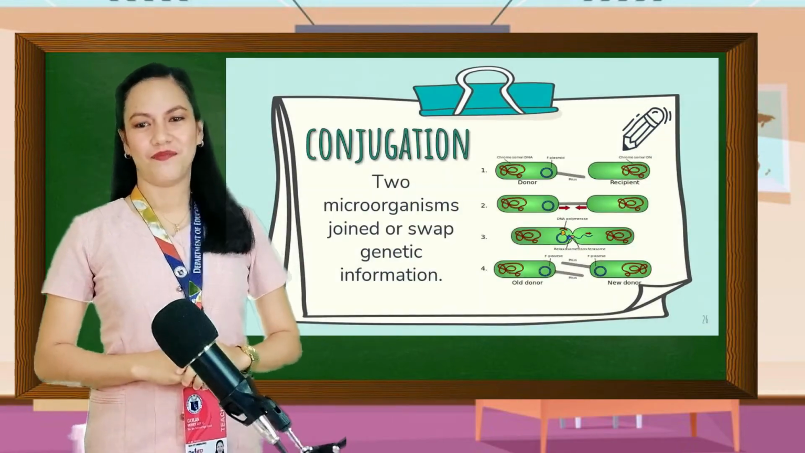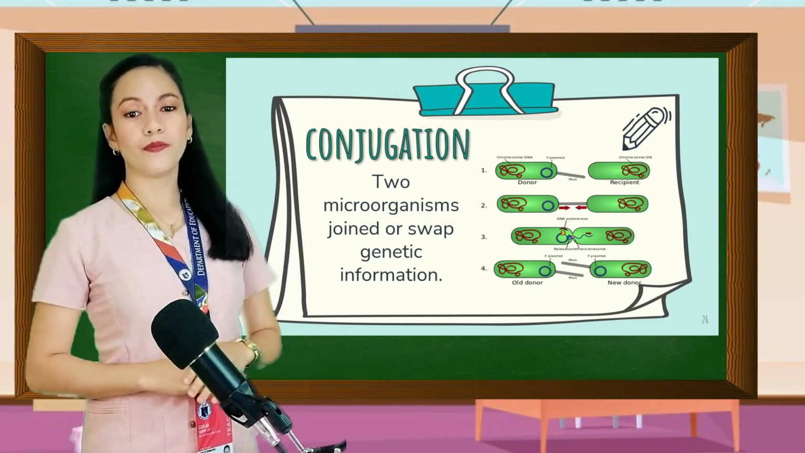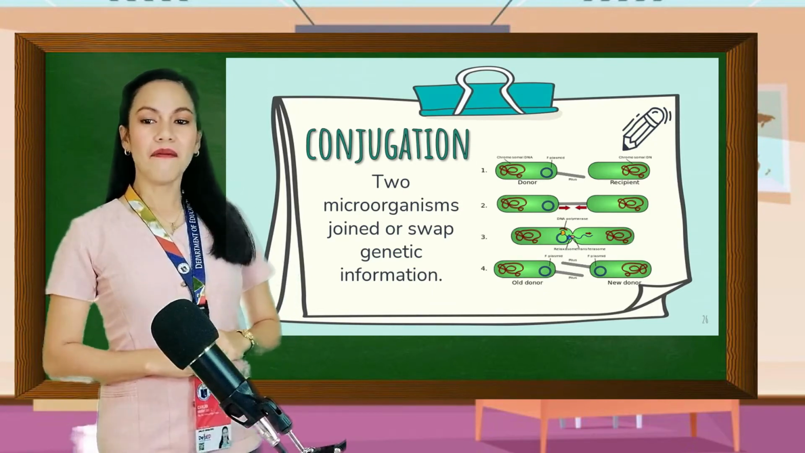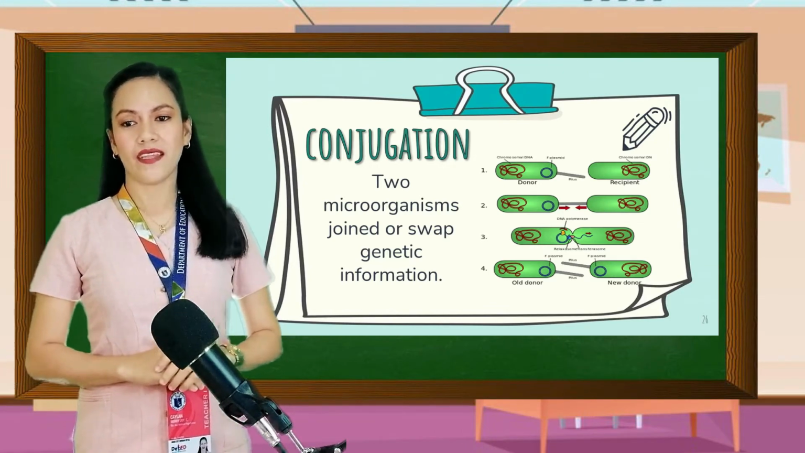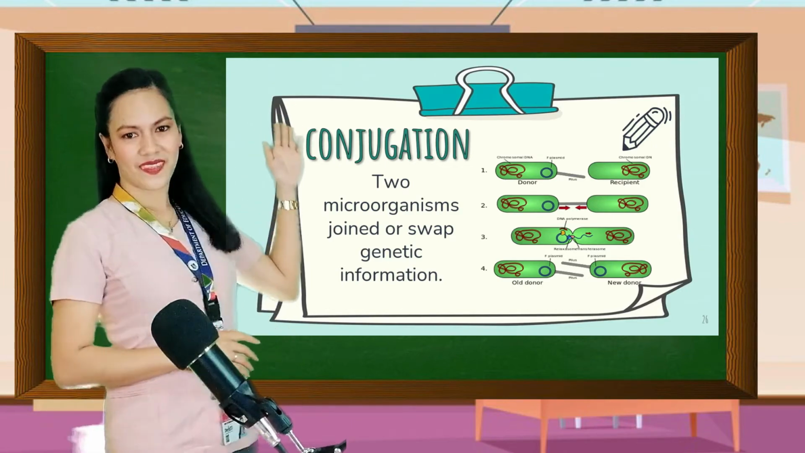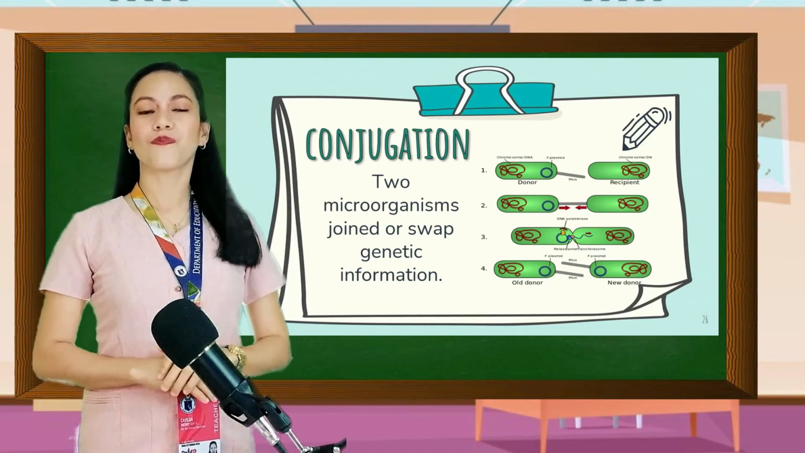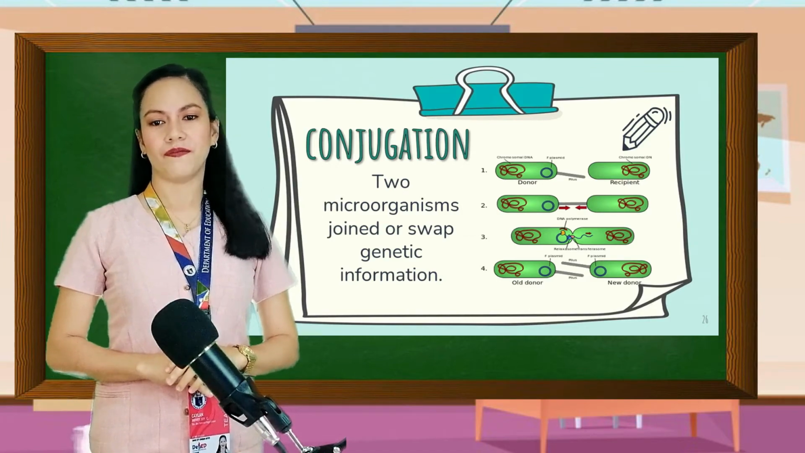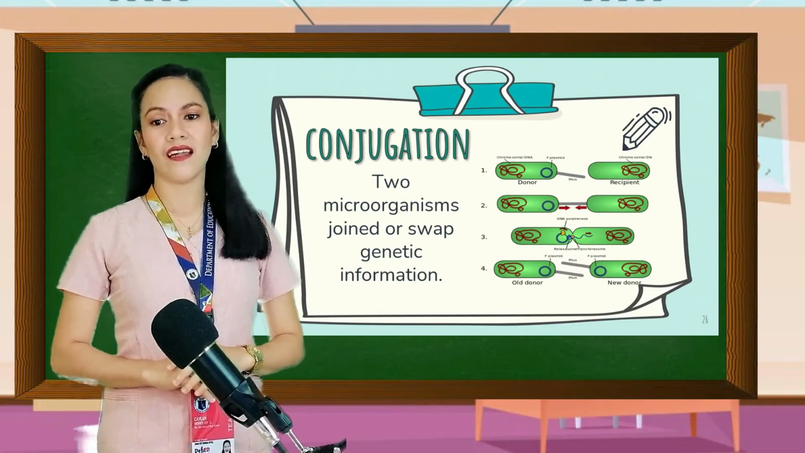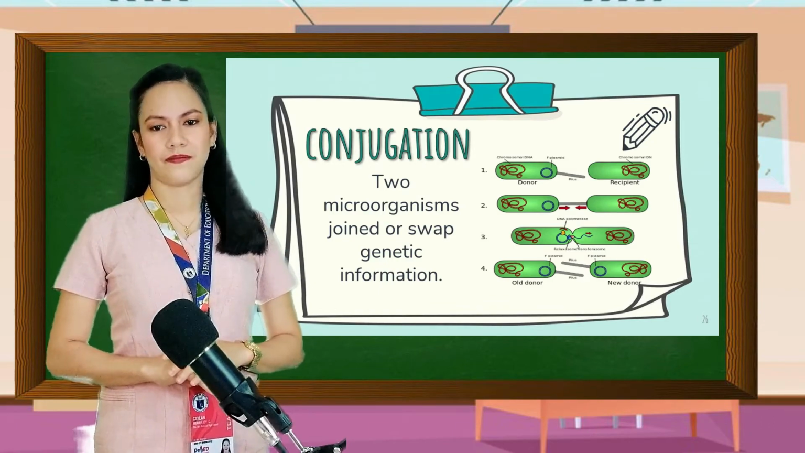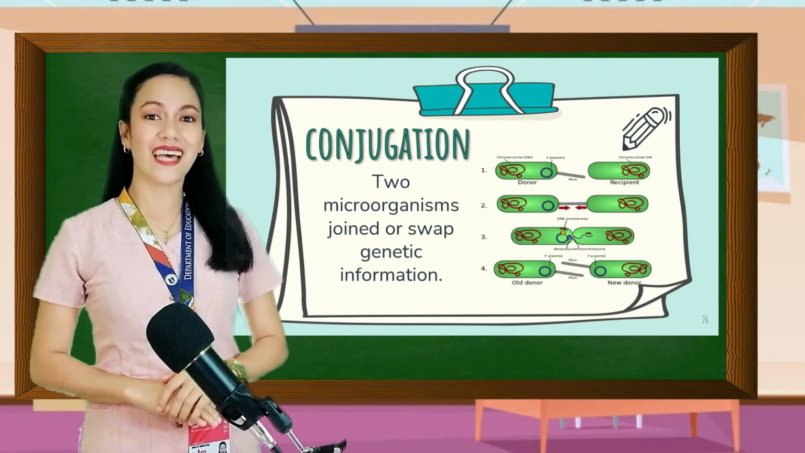Next is conjugation. Conjugation occurs when two microorganisms join or swap genetic information. Some microorganisms undergo this process. This happens in Spirogyra, a green alga in which the tubes between the two cells of two Spirogyra filaments are formed. The genetic information of one cell passes into another cell through the conjugation tubes. Then, the genetic information of both cells combine and form a zygote.